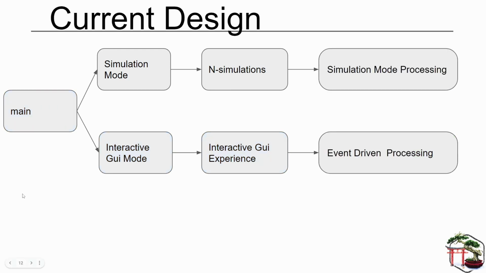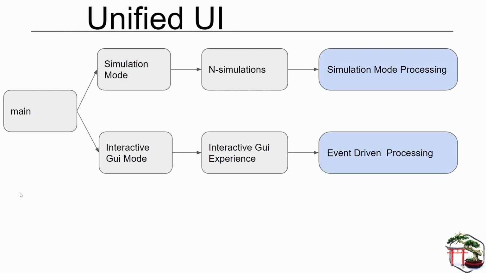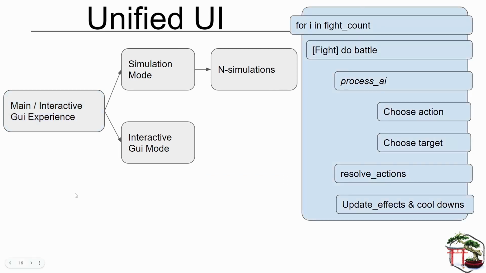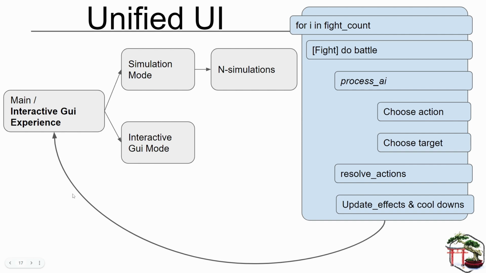In the current design, we have 2 separate processes for simulation mode and event driven mode, which is used by the GUI. We'd like to create a unified GUI. For starters, the interactive GUI experience and the main function need to be combined. From there, the processes that are executed after the fight settings are selected need to also be unified. Once the process is complete, the user will be returned back to the initial GUI state, and the user can play again.